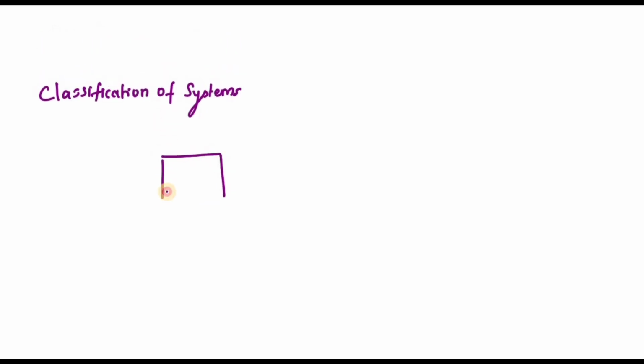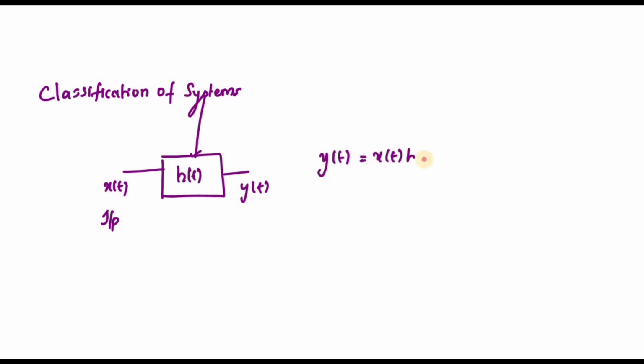Next is classification of systems. I can term h of t as my system, x of t as my input, and y of t as my output. So I can write y of t is equal to x of t into h of t. Here the t represents a continuous time system, where h of t is equal to y of t divided by x of t. Here h of t is called the transfer function.